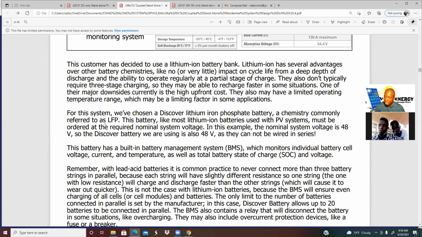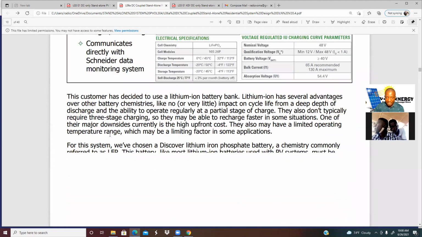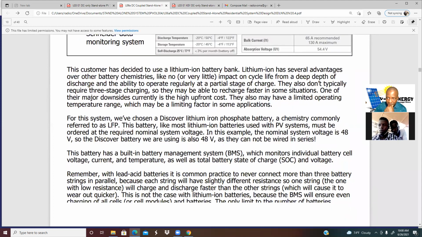Now, why do you need 48 volts? You cannot pair this battery in series. You can pair flooded lead acid batteries in series to give you the required voltage you need. But for a lithium-ion battery, you can't. Lead acid batteries can be paired in series, but this battery cannot be paired in series. You can't pair it. I'm running out of time.